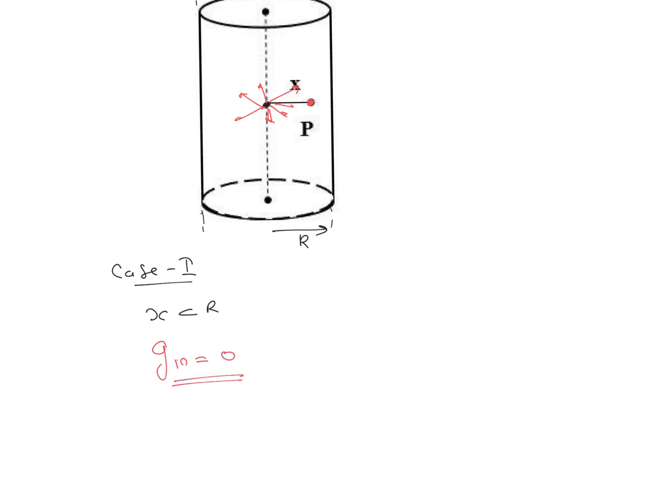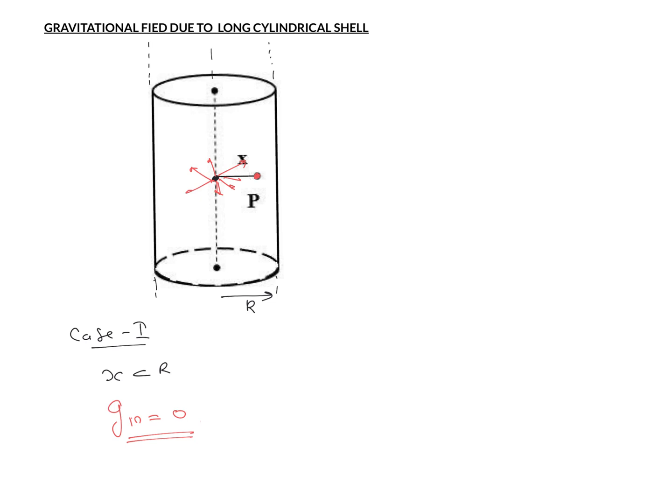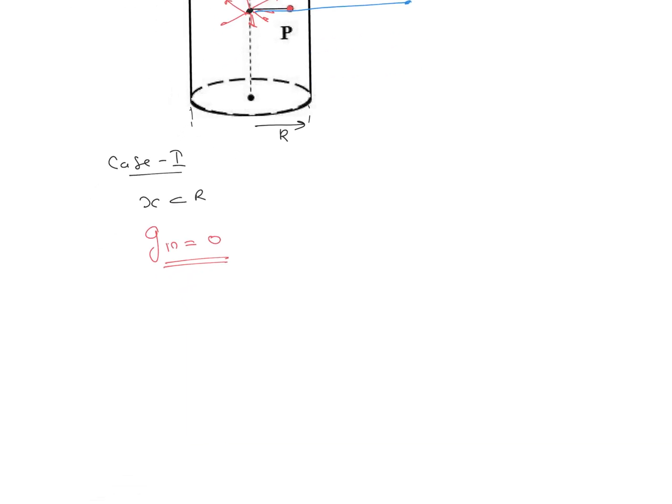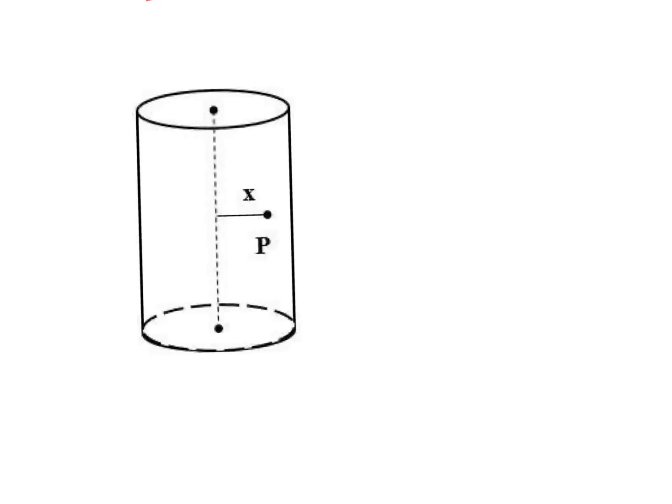Now we are going to find the value of gravitational field outside. If I consider a point somewhere over here, at a distance x from the center, to find the gravitational field outside, we can assume that the total mass of the cylinder is concentrated like a wire along the axial line. Due to symmetry, its total mass is concentrated on this line.